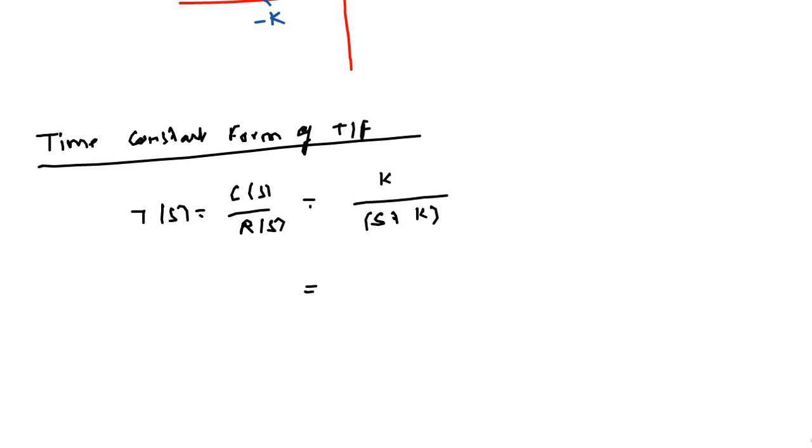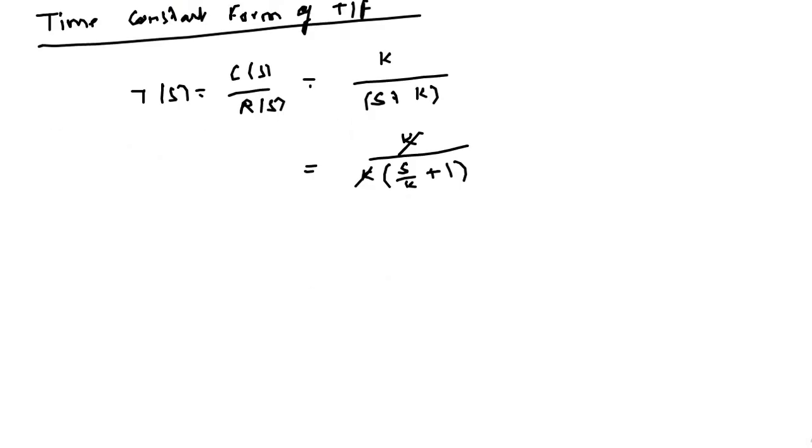So from the denominator factor you take K outside. So you will have S by K plus 1. This K and K will get cancelled. This 1 by K you are having here, I will take that 1 by K as tau. So 1 divided by tau S plus 1, or 1 plus S tau also is okay. Where tau is nothing but 1 by K, called the time constant of the system.